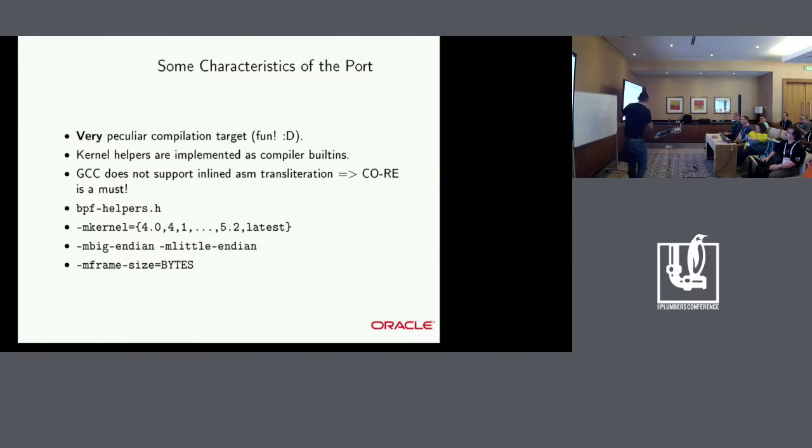But then again, if you look at this option here, we also took the pains of adding to the compiler a -mkernel option, which is similar to the -mcpu option that you find in more conventional targets. Basically, you can specify the version of the kernel where you intend to run your BPF program. And then, for example, GCC will tell you if you are trying to use a helper function that does not exist in that kernel version.